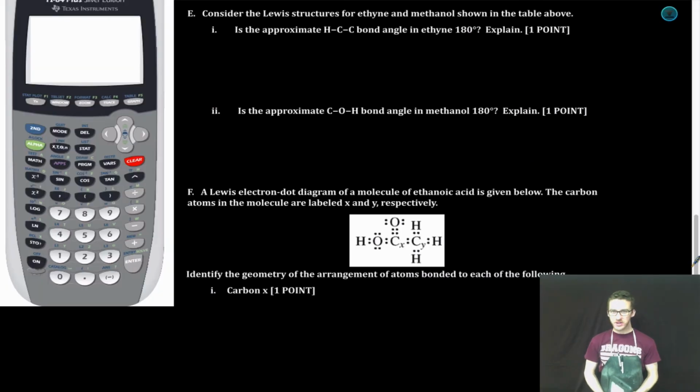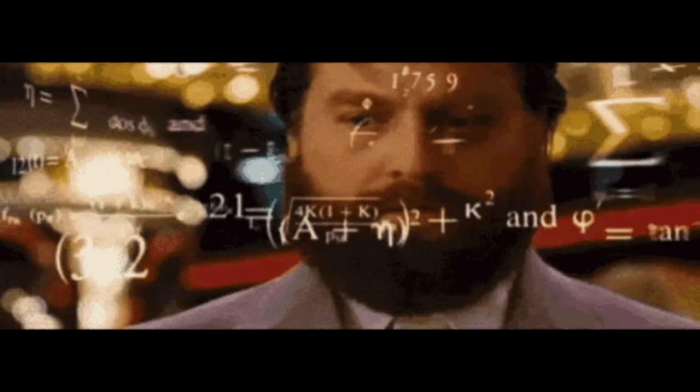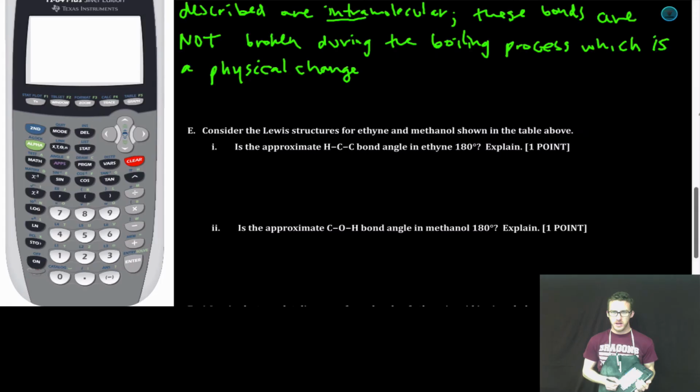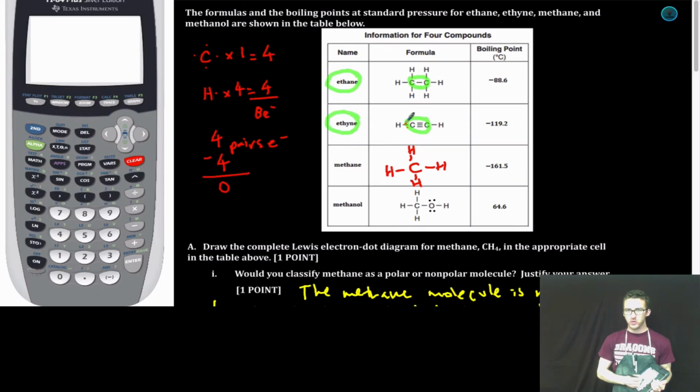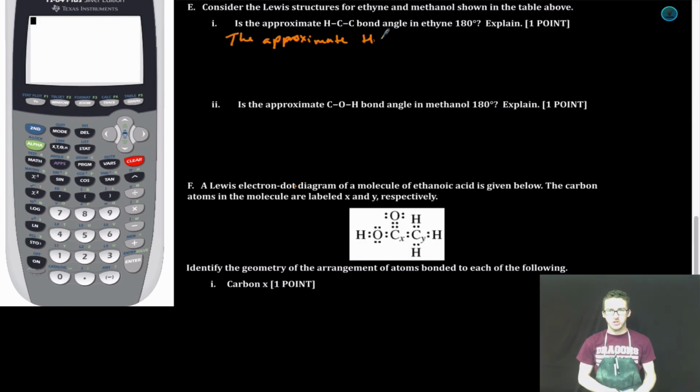Part E. Consider the Lewis structures for ethine and methanol shown in the table above. Subpart I. Is the approximate HCC bond angle in ethine 180 degrees? Explain. Let's take a look at ethine. We're looking at the bond angle here between hydrogen, carbon, and carbon. Is it 180 degrees? The approximate HCC bond angle is 180 degrees.